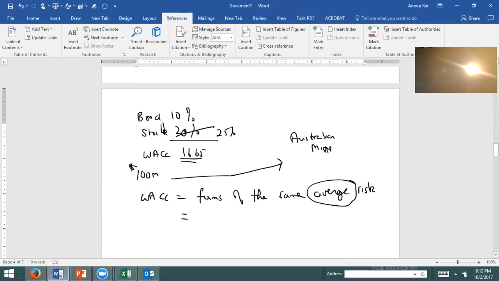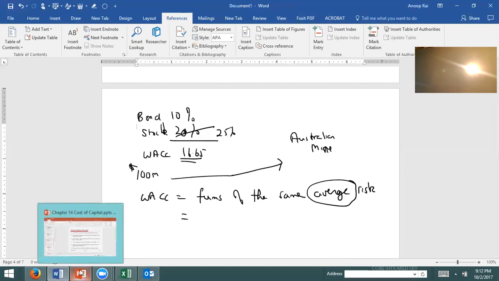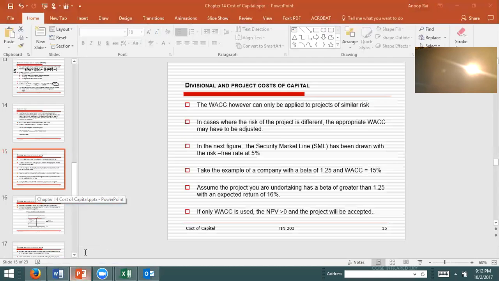But then we run into a problem because how do you, if you say you have to use on average 16.65%, how do we decide? Because, you know, projects can vary and can be of different risks. So let's take an example here.